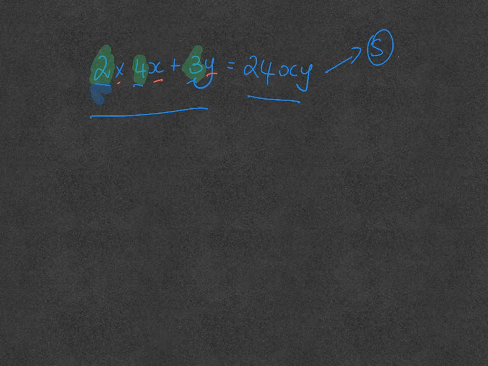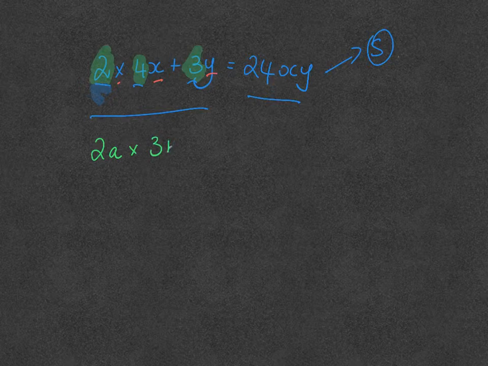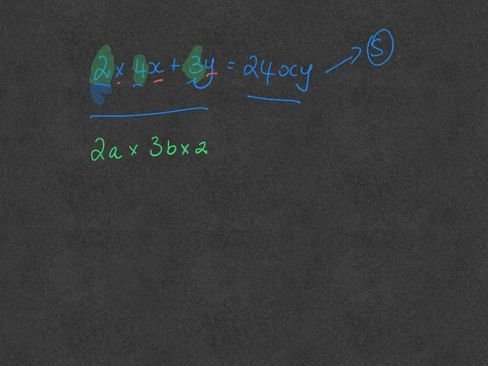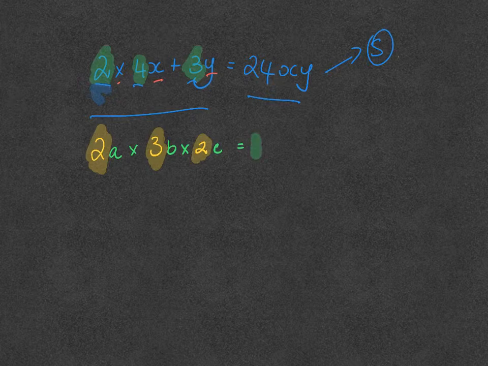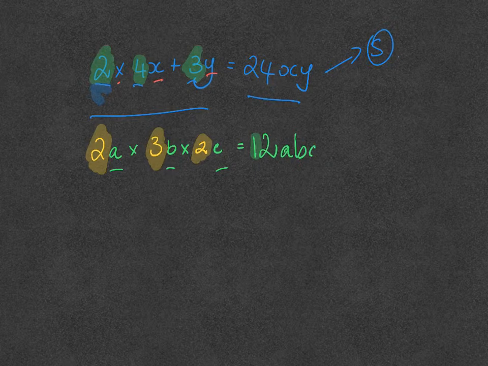Okay, one more for good measure. Let's say we have 2a times 3b times 2c. So again, we're looking at our real numbers, which is 2 and 3 and 2. So in this case we have 2 times 3 is 6, times 2 is 12. And then our pronumerals are A, B and C, so it's just 12ABC.